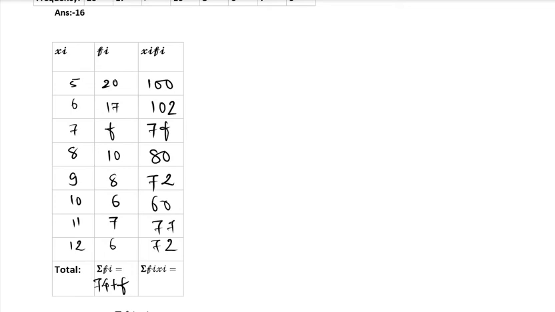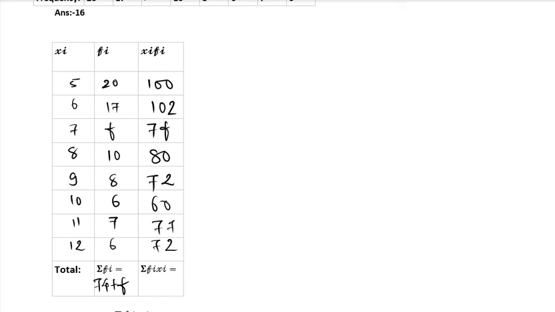What about here? 100 plus 102, 202. 202 plus 80 is 282. 282 plus 72, let me just use my calculator. 282 plus 72 is 354, plus 60 plus 77 plus 72. Okay, so I'm getting, I'll just recheck with you.